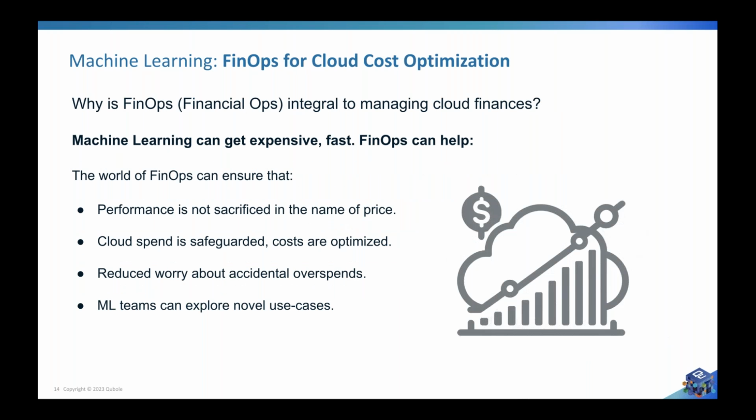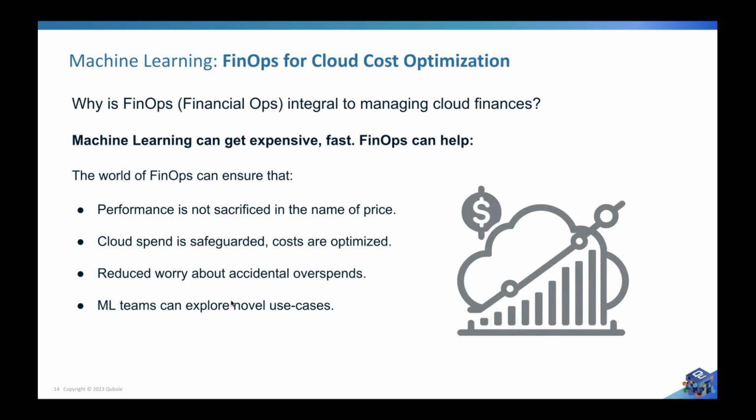Now, when we started, we spoke about FinOps. FinOps is all about making sure that you do things faster, and that it should not be expensive. Since machine learning is based on big data and has to run on higher processing units, the CPUs and GPUs, it becomes very expensive pretty fast. But what FinOps does is make sure that your performance is not sacrificed, and second, that your cloud spend is safeguarded, so you don't have overspends.